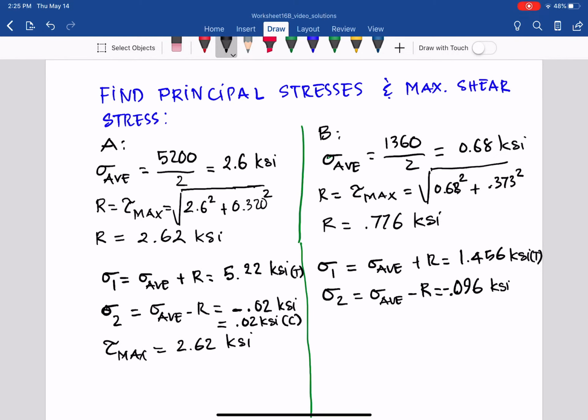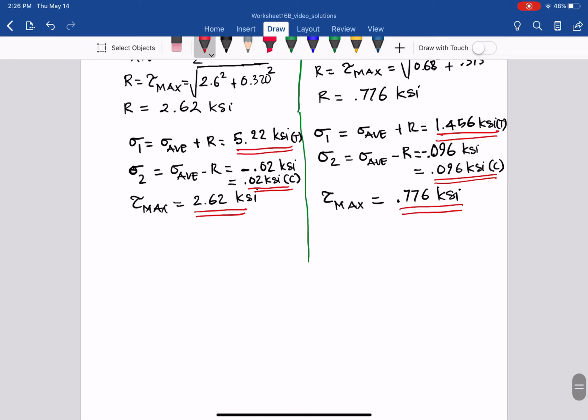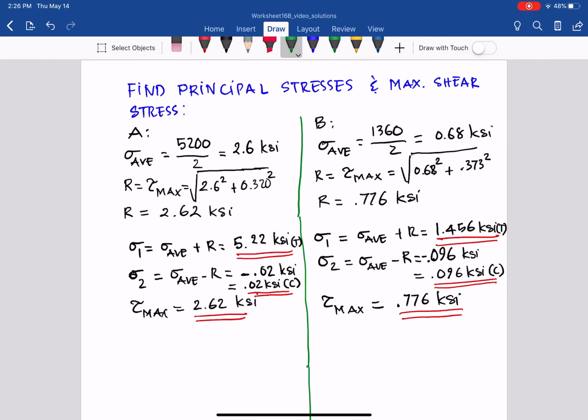and that equals 0.096 ksi compression, and tau max equals 0.776 ksi. So that is all the answer we have for this problem. And of course you can draw the Mohr circle for this as well. You should be an expert by now at drawing the Mohr circle. Again, draw a quick Mohr circle in here.